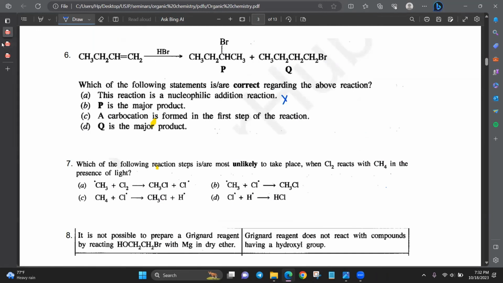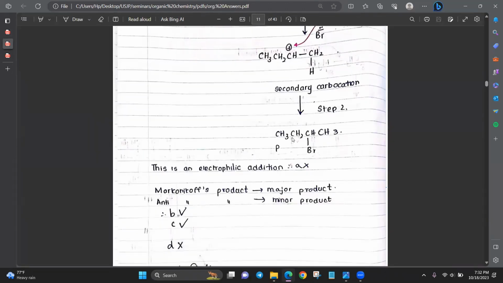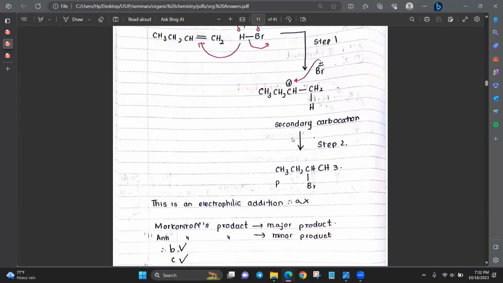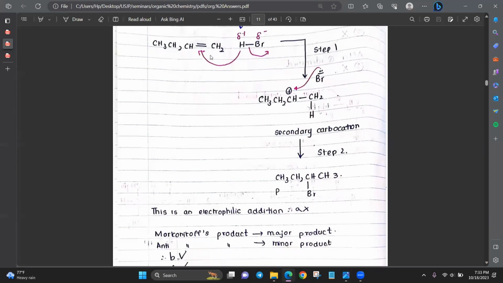P is the major product. Major product, minor product, we have to see according to the Markovnikov rule. According to Markovnikov's rule, if we get a product, that product is the major product. Markovnikov's rule means that to the carbon which has more hydrogens, only hydrogen will get attached. So this is the major product.